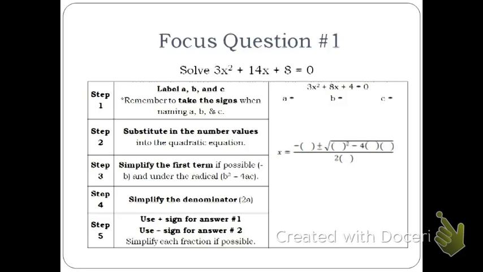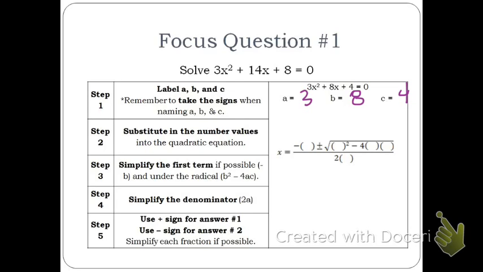So let's do this. Here we have a quadratic equation, 3x squared plus 14x plus 8 is equal to 0. Is it set equal to 0? Yes, okay. Now we need to identify our A, B, and C value. A is equal to 3, B is equal to 14, and C is equal to 8.